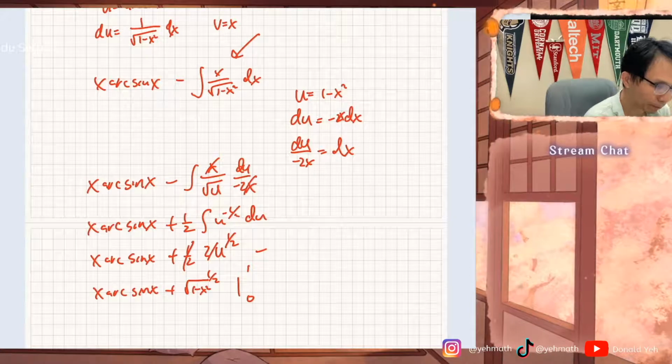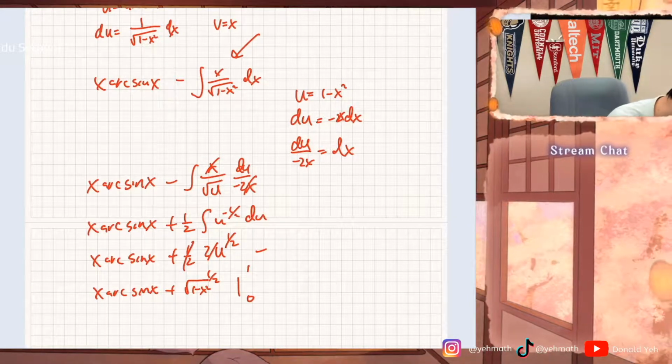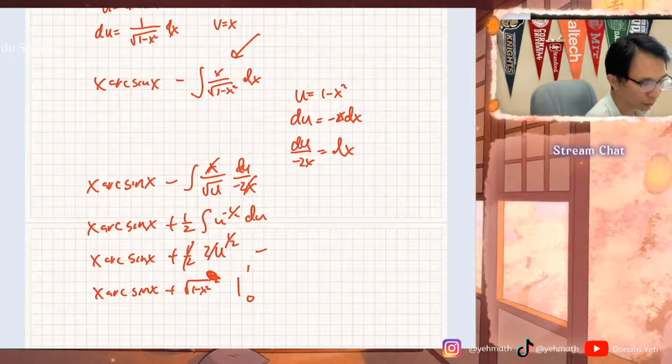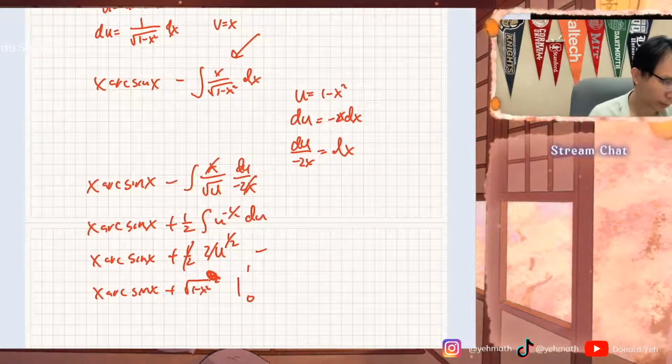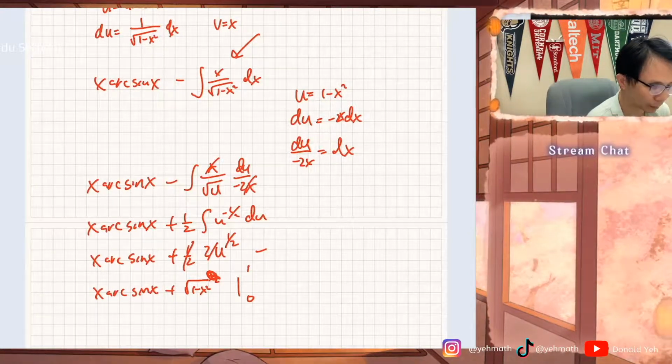Why do you have both the power and the root? Yeah, that's just confusing. You're right. You have square root and also to the power of 1/2.